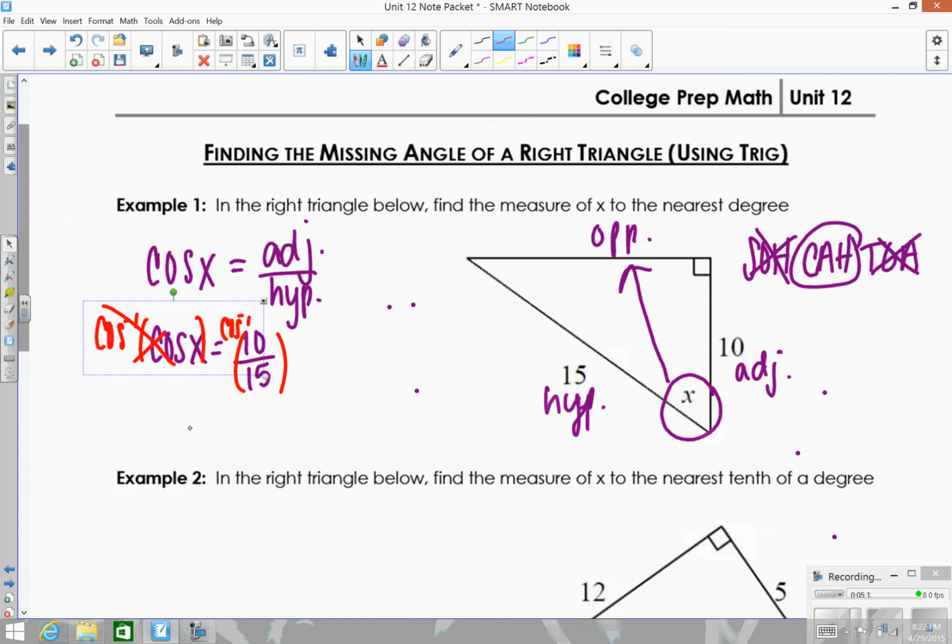these cosines will cancel and you'll get x equals cos inverse of 10 over 15. And then you would put that in your calculator, making sure you're in degree mode because you're trying to get out a degree. And you should get, if we round it to the nearest degree, 48 degrees.